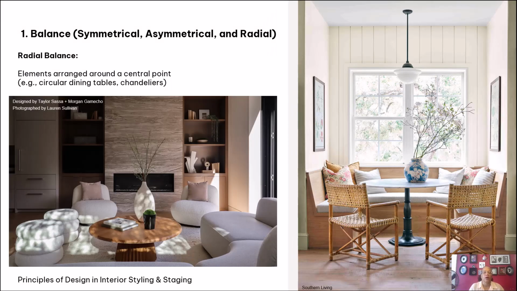We have radial balance. This is when I have an element that's in the center and things happen around it. It doesn't necessarily have to be circular, but that's how we perceive radial most of the time. In this case, not only is the table round, but all the elements that are moving around it are also curved and softened. You can see there's a radial dynamic here where all of those chairs are looking in on that table.